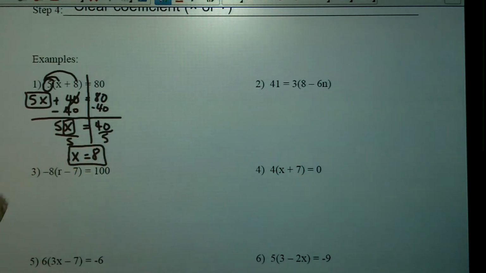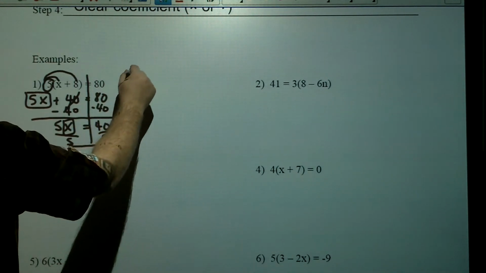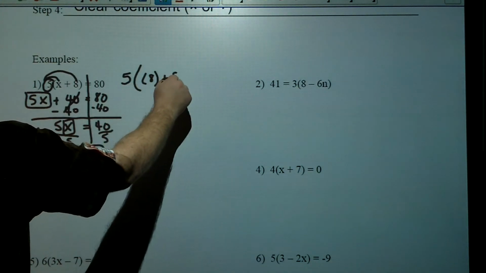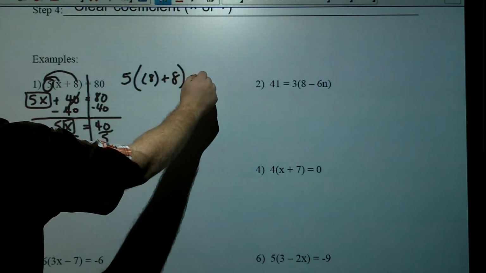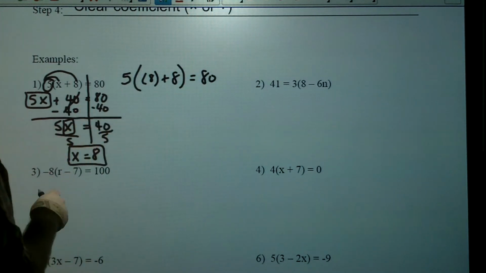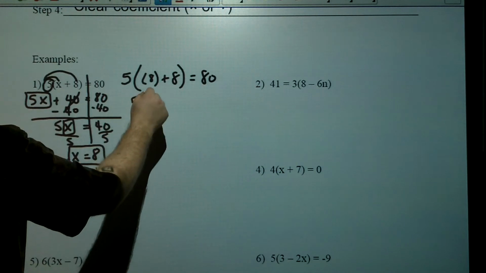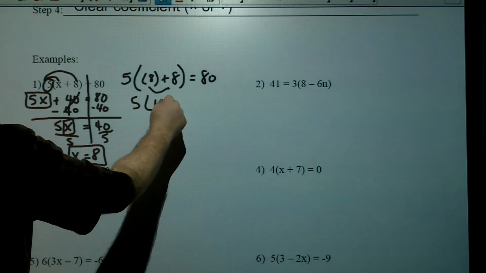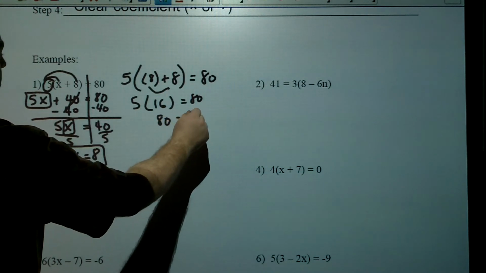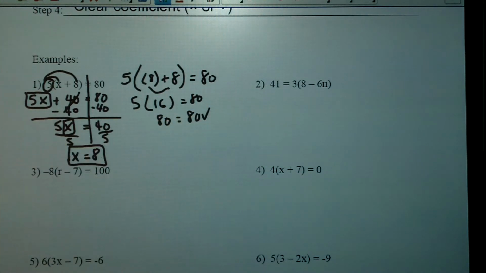To check this, I still do the same thing. I rewrite the original equation, but I take x out of there, and I put the answer that I get in its place. So I do the parentheses first, following the PEMDAS. 5 times 16 equals 80. 80 equals 80 is true. So that checks.